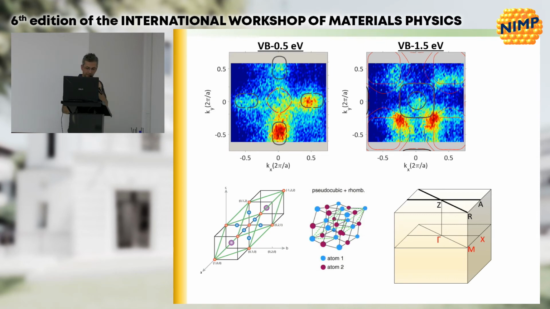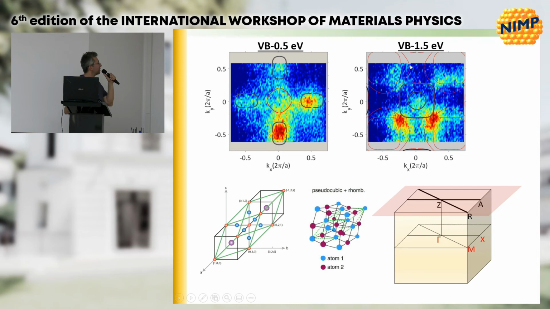Now we look at the isoenergetic cuts performed in the ZRA plane, and if you have in mind that hole pocket which should have appeared here, we see that at the valence band maximum we have it, but in addition we have also some 4 additional features which do not correspond to the tetragonal phase of PZT.